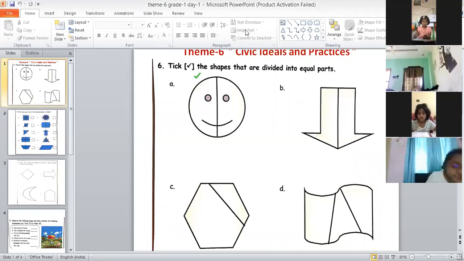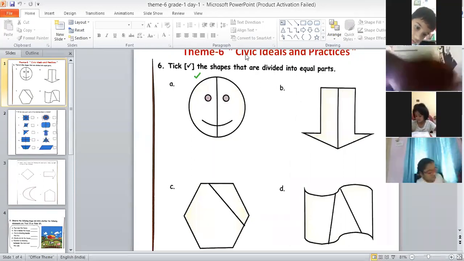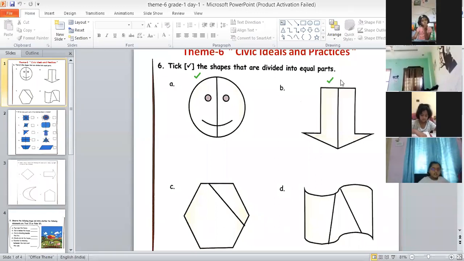Arohi, now look at the second shape carefully. Arrow is there. Now tell me, will we put our tick on this shape or not? Yes, we will put our tick on this second shape also because this is also divided into equal parts. Yes. Okay.